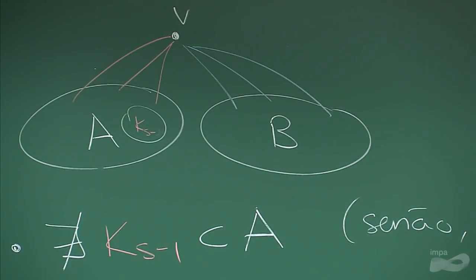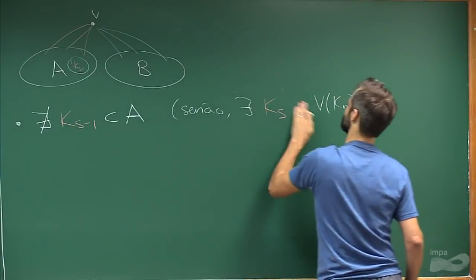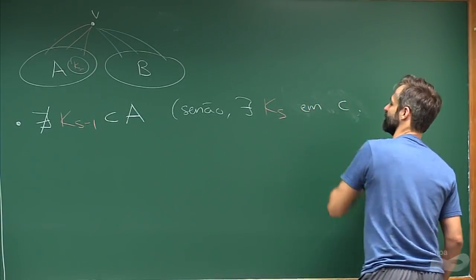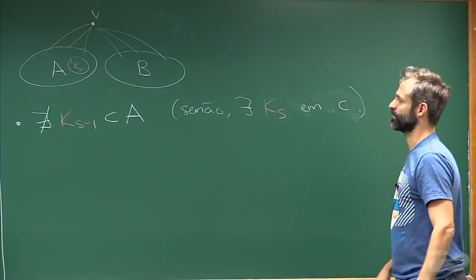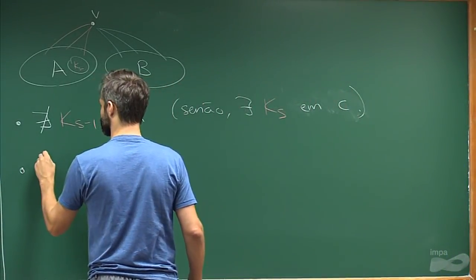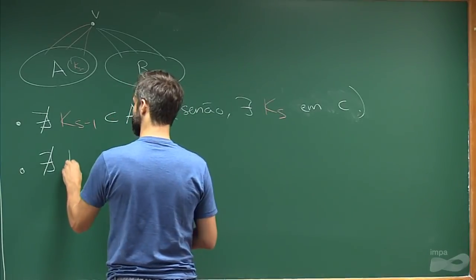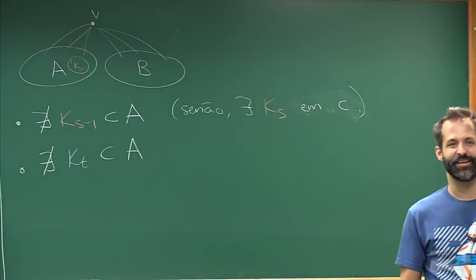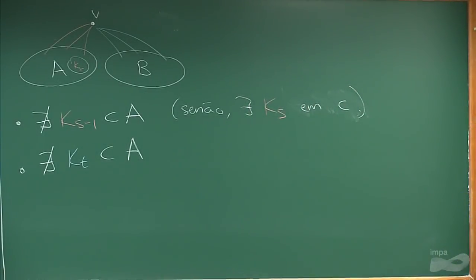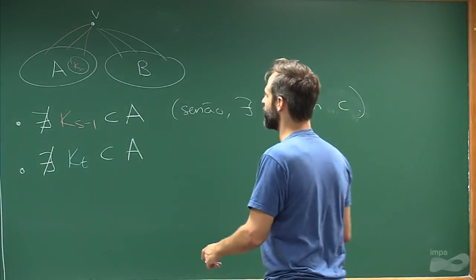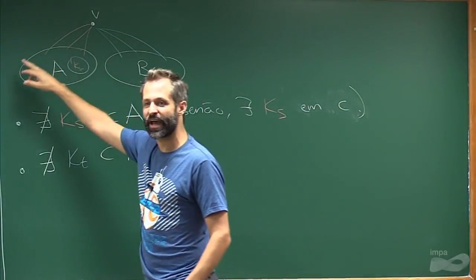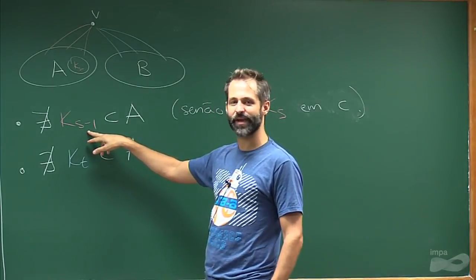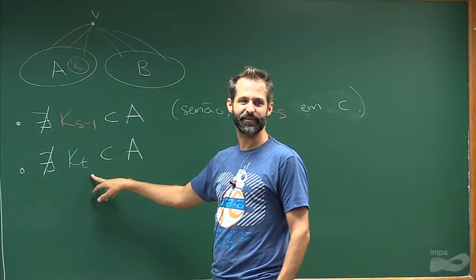I'll try to call it G, the coloring, or something. What else do we know? I also claim there does not exist a blue K_t in A. I mean, that one's easier, right? There didn't exist a blue K_t in the whole world, so there definitely doesn't exist one in A. So what does this imply? Well, it means we have a coloring of A with no red K_{s-1} and no blue K_t.